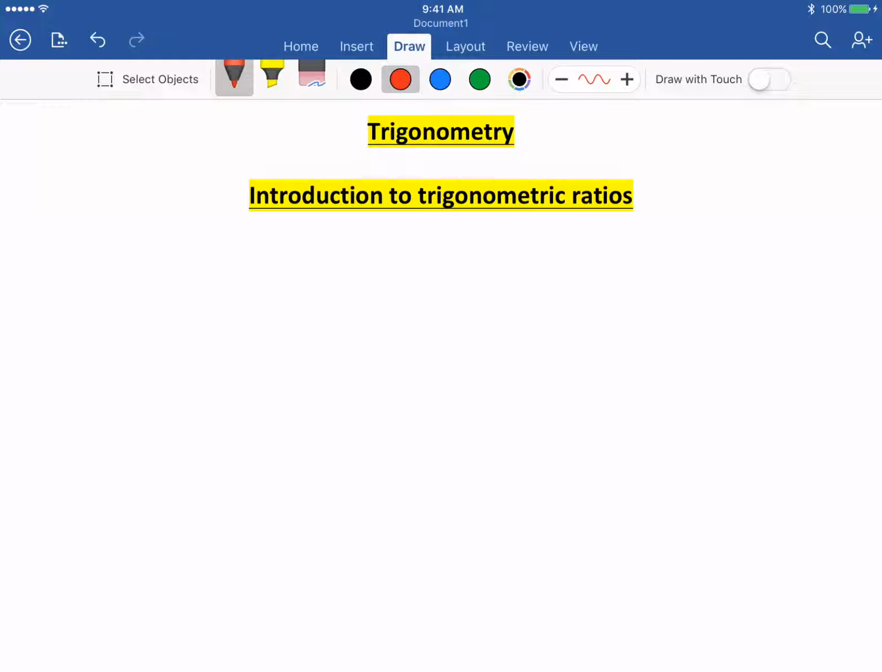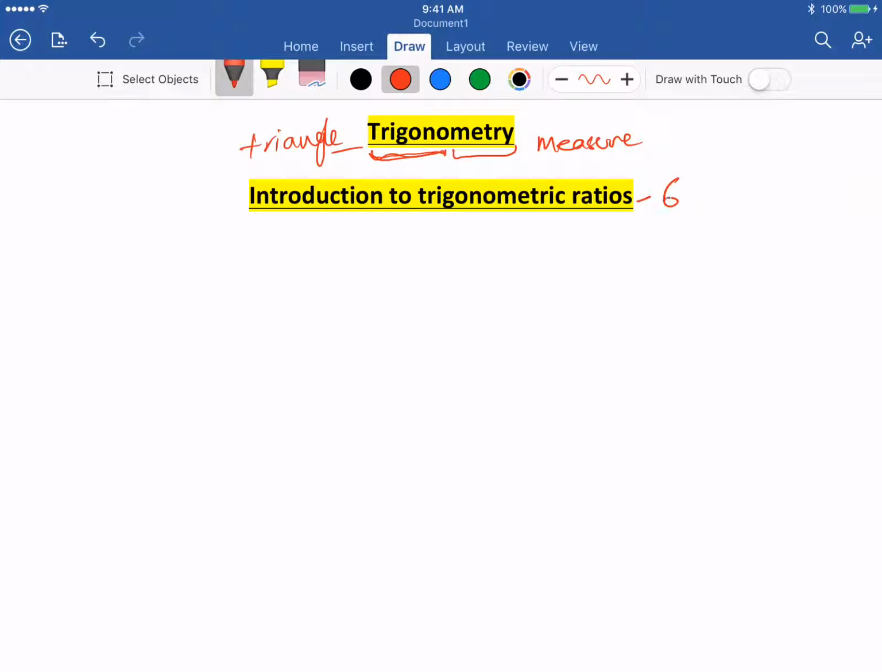Hello guys, today we're talking about trigonometric ratios. Trigonometry. What does trigonometry mean? Trigono means triangle and metry means measure. So in trigonometry, we are going to deal with measuring the sides and angles, and some ratios between them. That's why this chapter is called Introduction to Trigonometric Ratios.